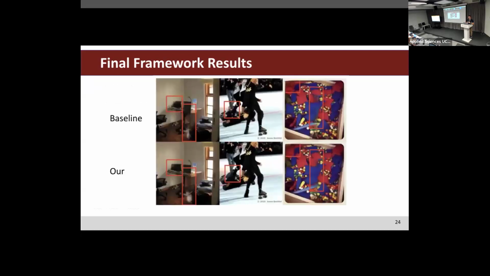And for visual results, we selected a few samples from test images. So in the first image, there is a better structure of the laptop. In the second image, there is better information about the leg. And the third image is less blurry.